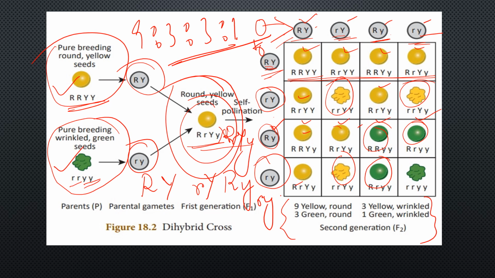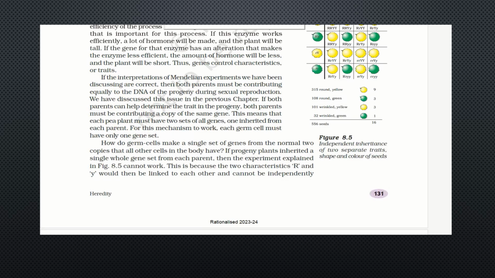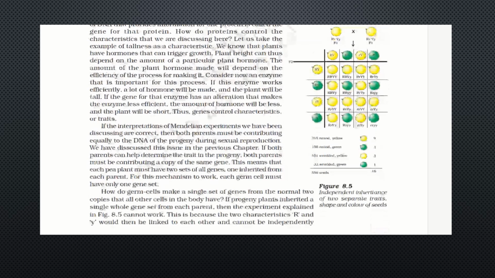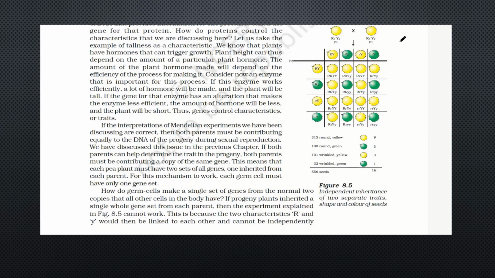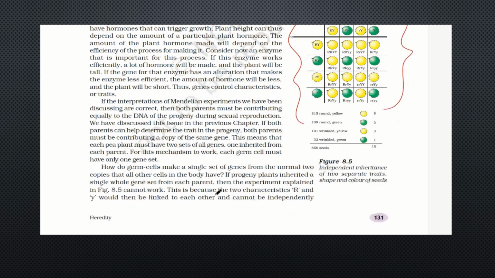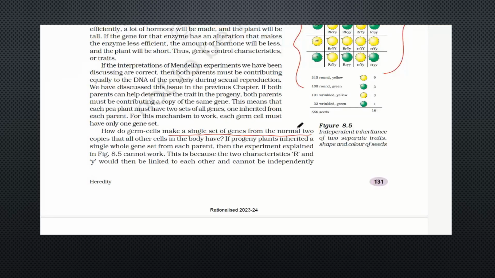So now we will move back to the lesson where we were discussing sex determination. This process is going on with the inheritance of genes. We have already spoken about this experiment. Now, how do germ cells make a single set of genes from the normal 2 copies that all other cells in the body have? If the progeny plants inherited the single whole gene set from each parent, the experiment would not work.